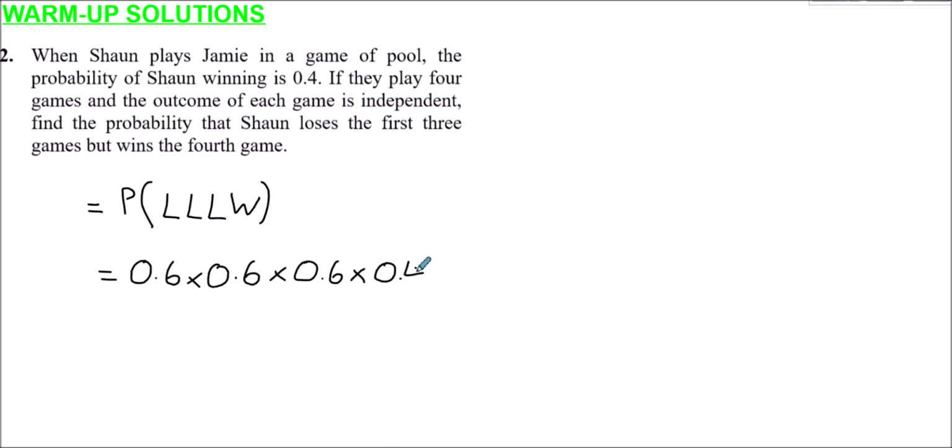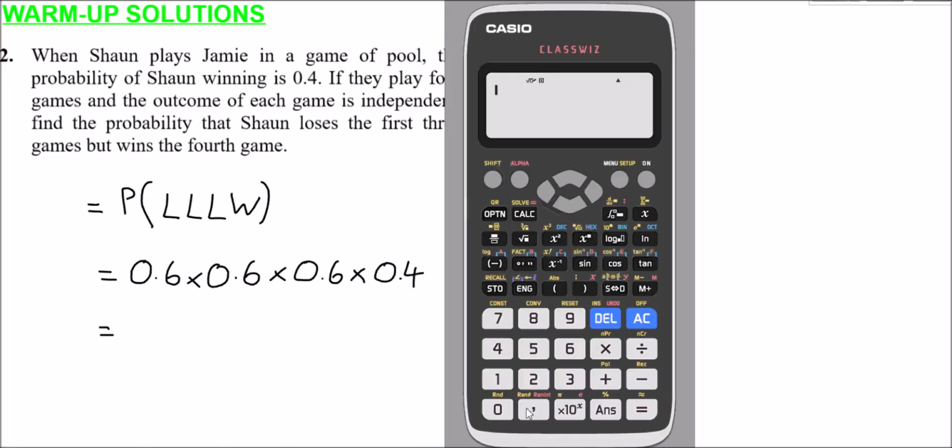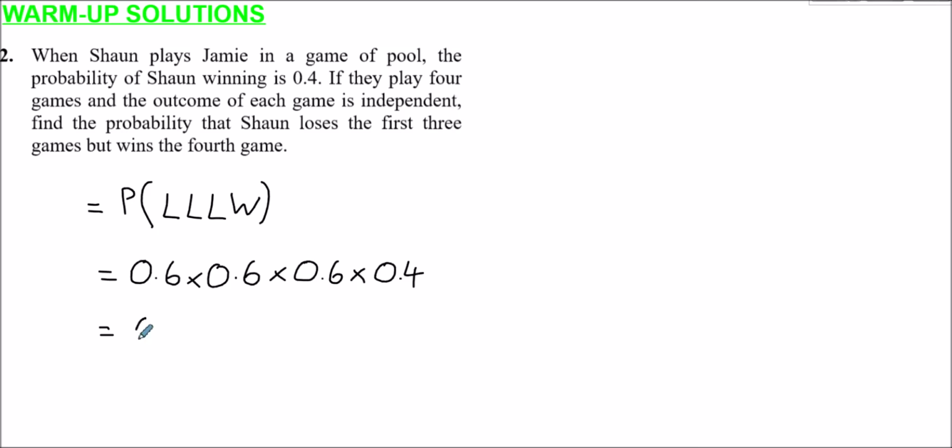So just get our calculators up and ready and bang this into it and see what we get. So 0.6, we can do that to the power 3 to save ourselves some time, and then multiply by 0.4, and indeed we get 0.0864. So roughly a 9% chance of that happening. Seems a low probability, but that's because there's many other combinations of things that could happen in a 4-game series. Let's now have a look at question 3.